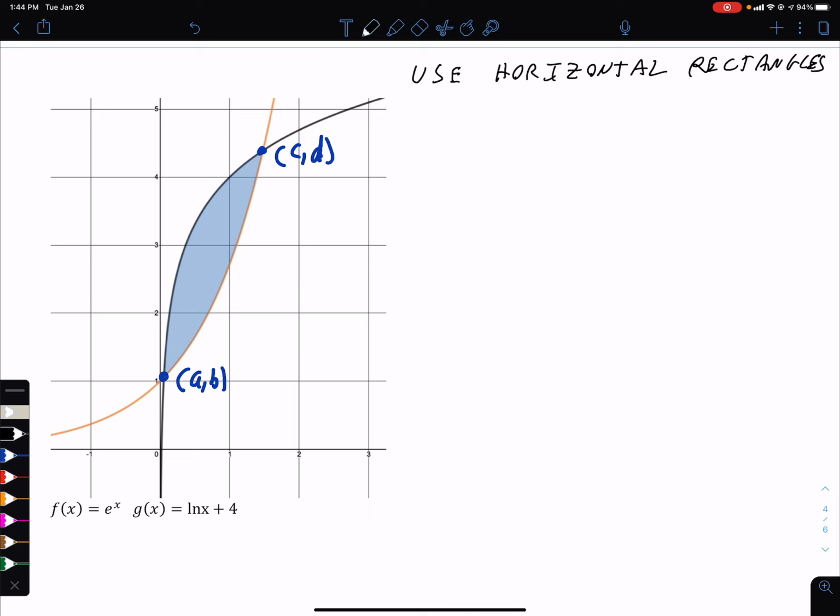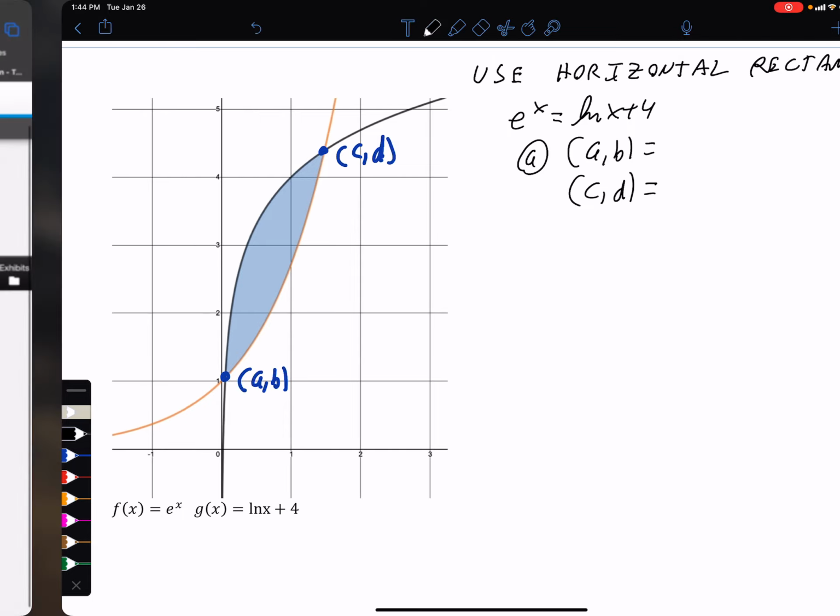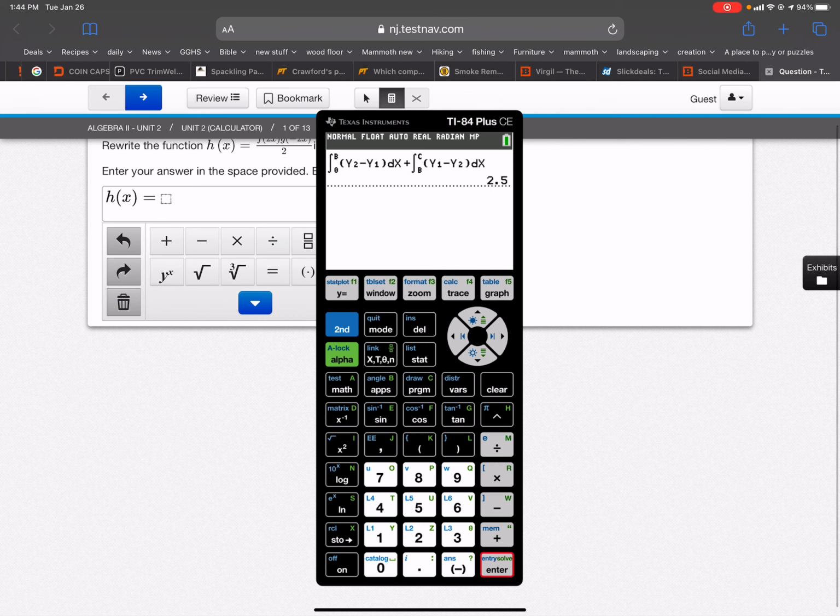So to get my first point, I'm going to say e to the x equals ln of x plus 4, and I know I have 2 points. I want AB and CD. And so I go to my calculator and let's plug those in. So let's do e to the x, clear that, e to the x, and we're going to do ln x plus 4.